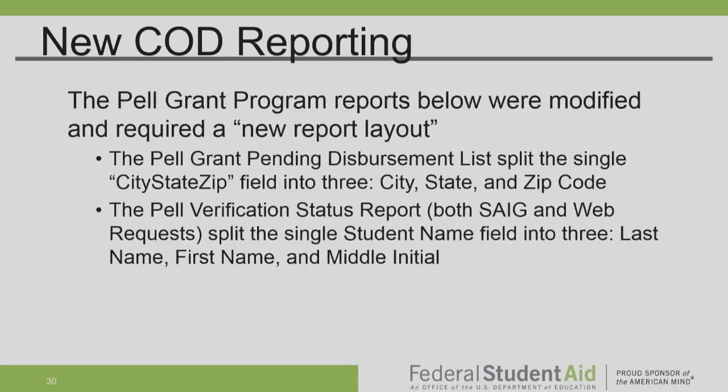Pell Grant program reports below are modified and required a new report layout. I've got a couple things up here on that. The pending disbursement list, like the report we just talked about, the TEACH report, we've split the city, state, and zip into 3 different fields, each one individual on the report layout, and split the single student name field into 3: last name, first name, and middle initial.